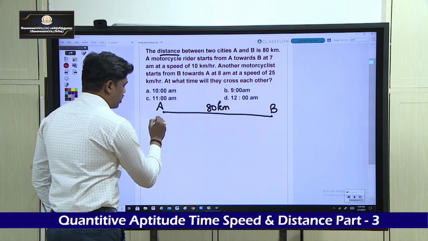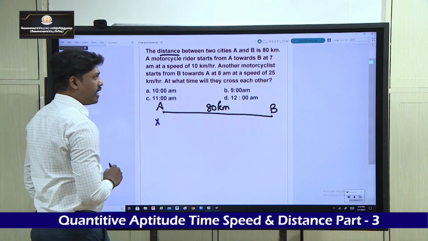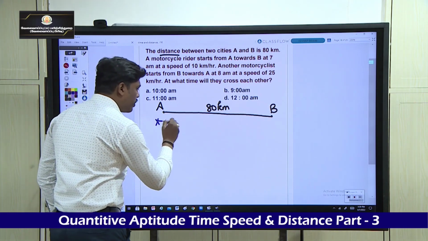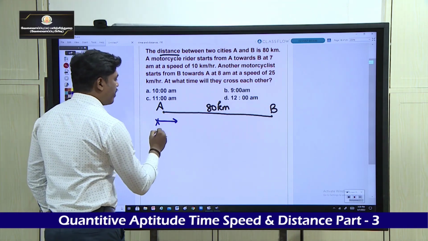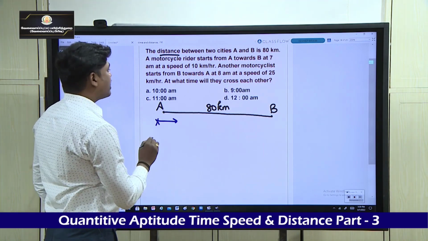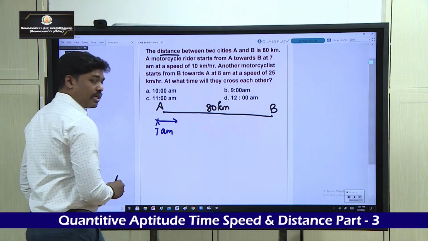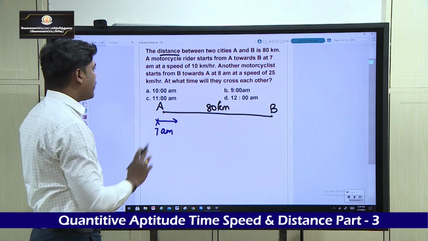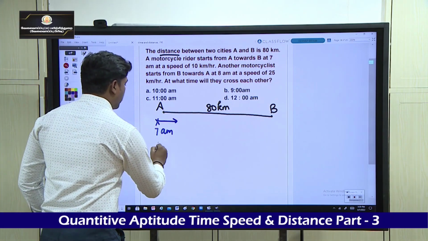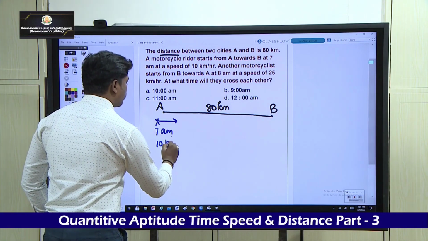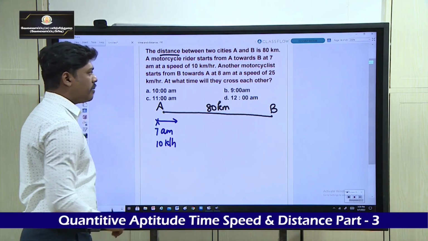A motorcycle rider starts from A. He starts from here at 7 am and moves towards B at a speed of 10 kilometer per hour.